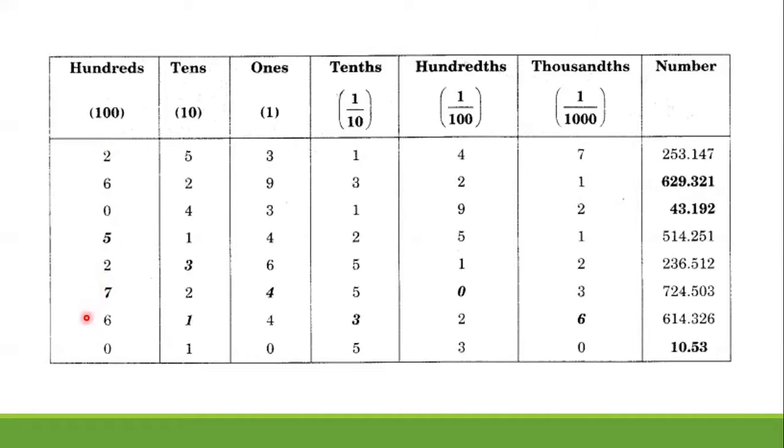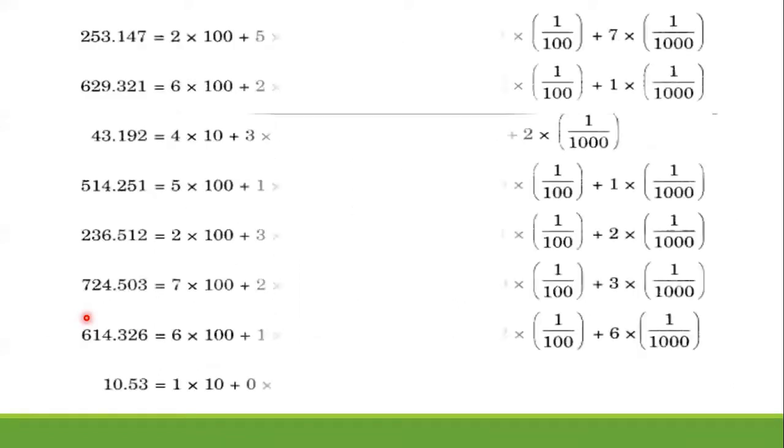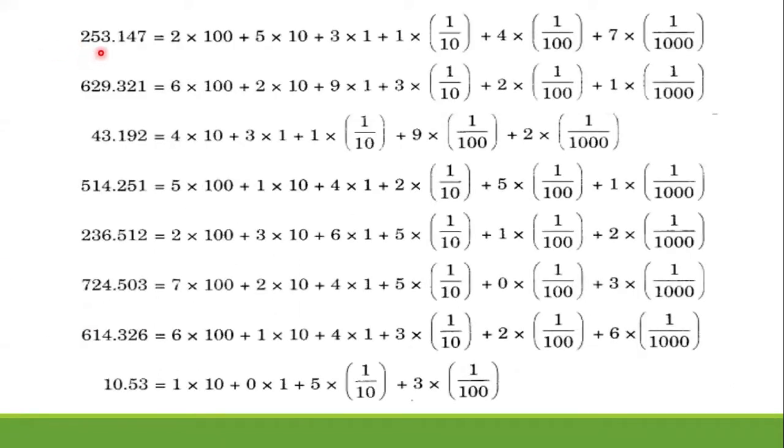So children, in the table we wrote the decimal numbers given their place value expansion. We can do the reverse too. That is, given the number, we can write its extended form. For example, 253.147 is equal to 2 into 100 plus 5 into 10 plus 3 into 1 plus 1 into 1 by 10 plus 4 into 1 by 100 plus 7 into 1 by 1000.